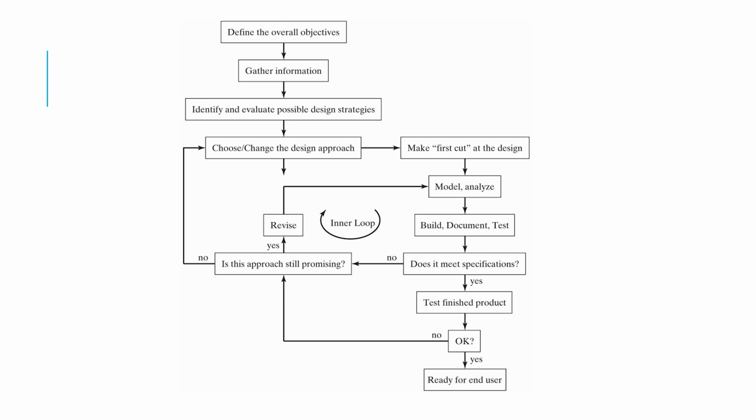Here is a block diagram that shows somebody's idea of what the engineering design process should involve. You can see, starting up here at the top, define the overall objectives, gather information, this is research, identify and evaluate possible design strategies, this is analysis, choose or change the design approach, and then make a cut at the design. Then you model, you analyze, you build. Notice documentation is there. So you build, document, and test.